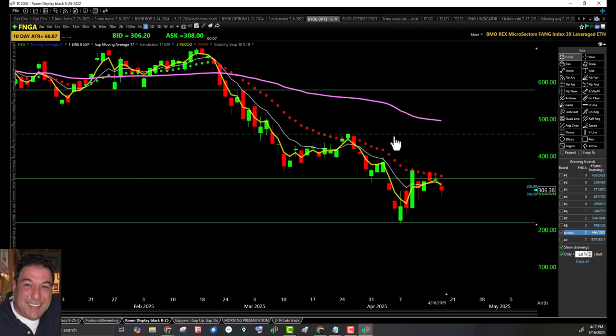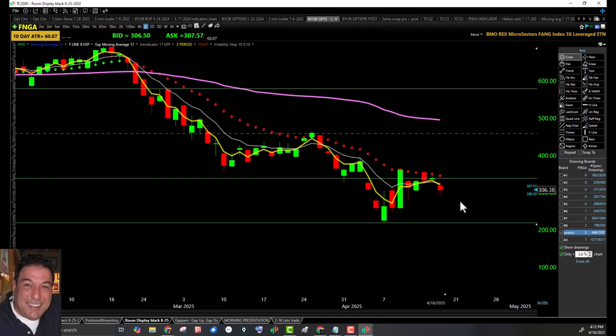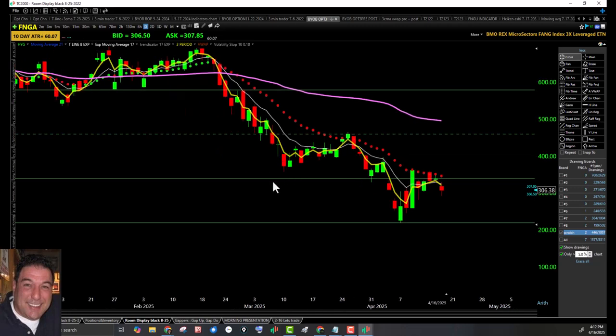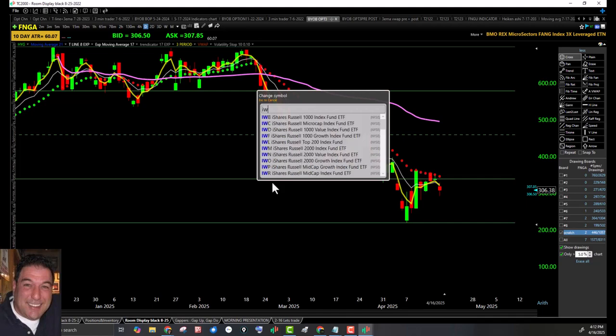It's the 50-yard line, half court, midfield, whatever you want to call it. Right there. Closing in quadrant 1, that's bearish. FNGA, quadrant 1, that's bearish. All right, let's take a look at IWM.